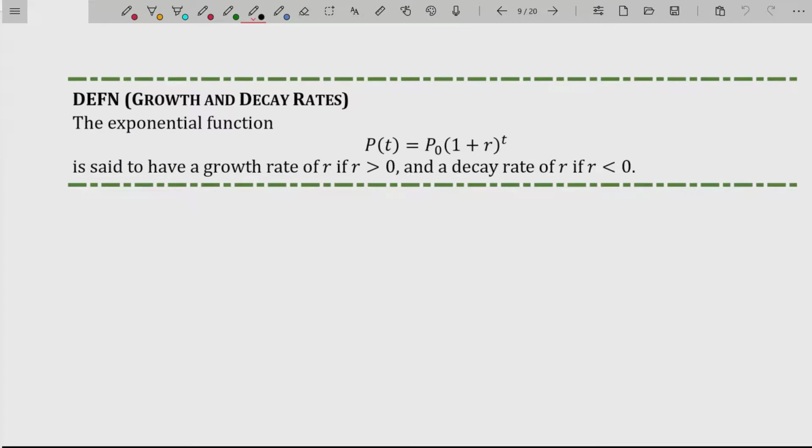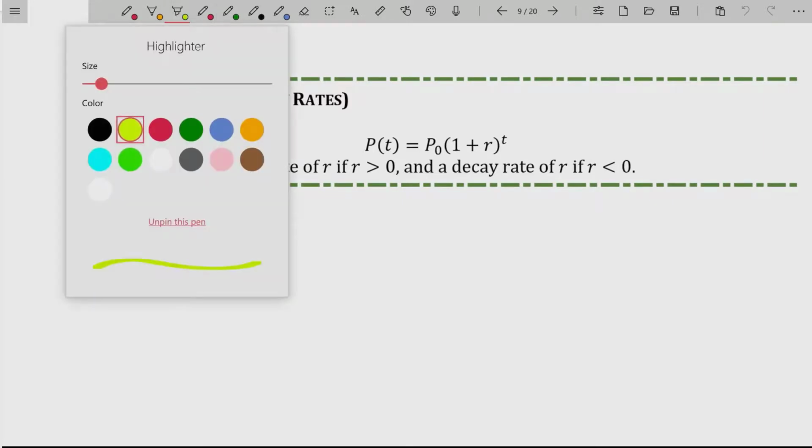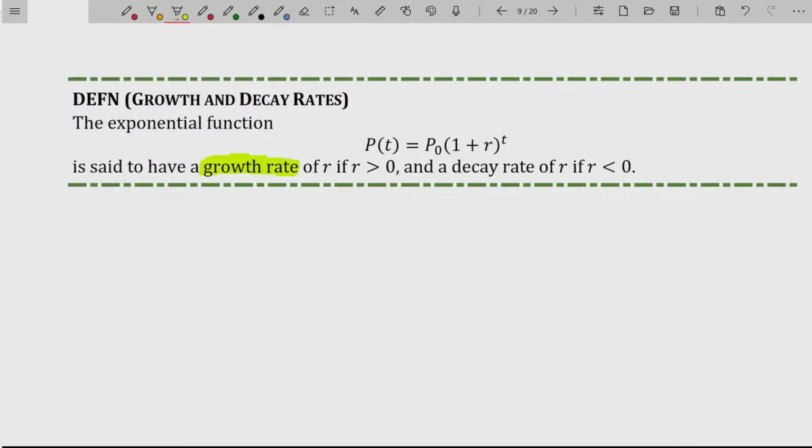Now we switch gears, but only slightly, because we've already kind of showcased this. The exponential function p of t, which is equal to p naught times 1 plus r to the tth power, is said to have a growth rate, and that should have been bolded there. It's defined to have a growth rate of r if r is greater than 0. Otherwise, it has a decay rate. So all those previous examples where we said, oh, this is 1 plus 0.2, or this is 1 minus 0.17, those 0.2s and 0.17s are called the rates, the growth rates or the decay rates.